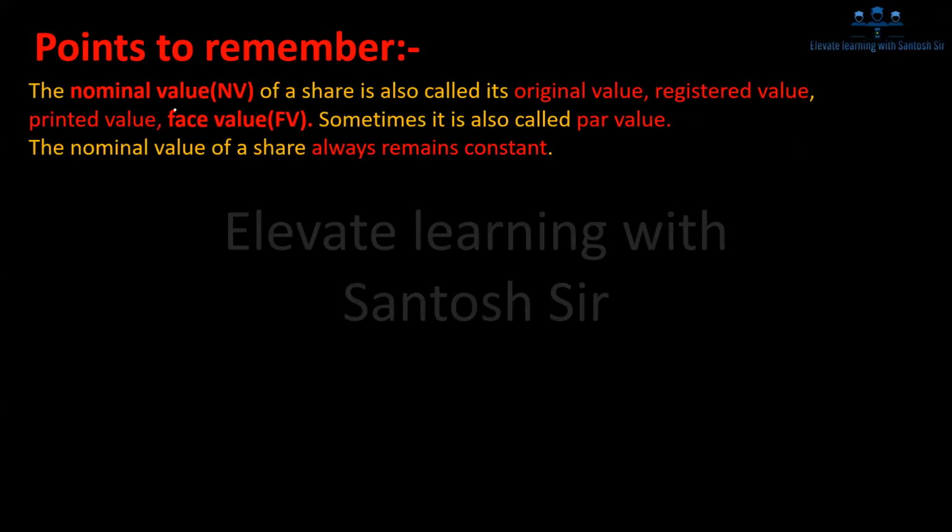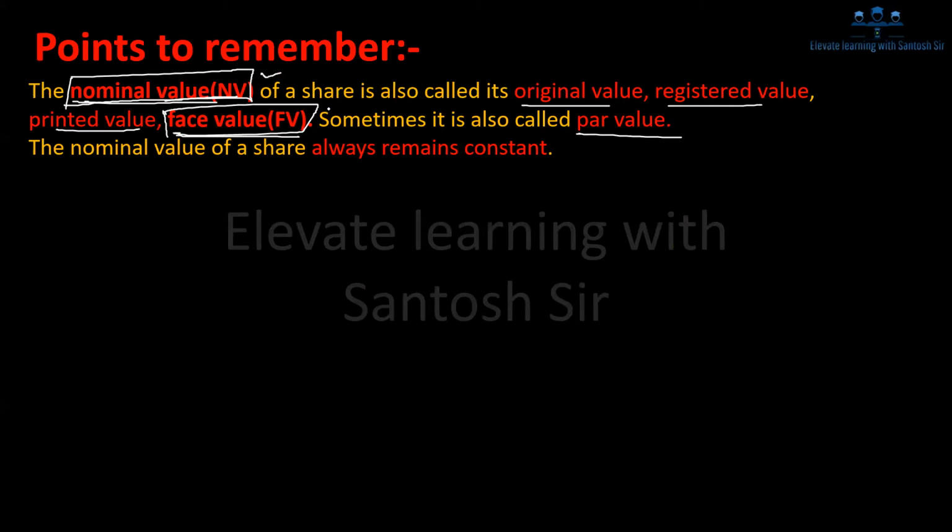The fixed value of the share in the beginning is called nominal value. It is also called original value, registered value, printed value, face value, and par value. This value of the share always remains constant because this value of the share was registered. So this is the initial value of the share, which is always constant. Mostly we use the terms nominal value, face value, and par value.